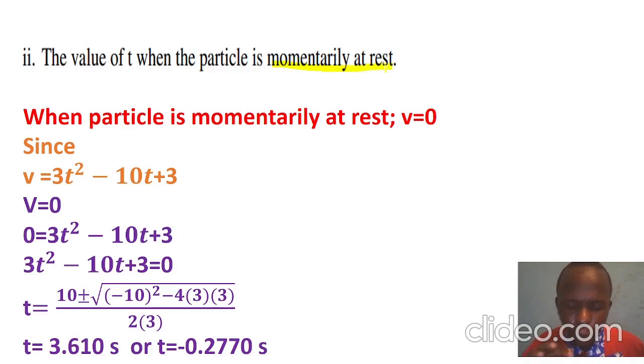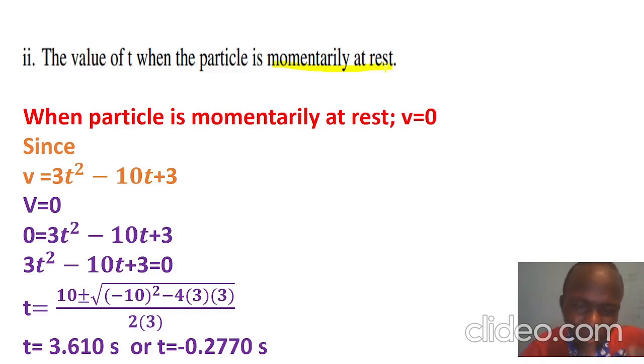Assuming that you have a stone, you are holding a stone in your hand, and then you throw it upwards. That stone, before it falls back downwards, is going to rest a little bit upwards. And that instantaneous resting is what we call momentarily at rest.